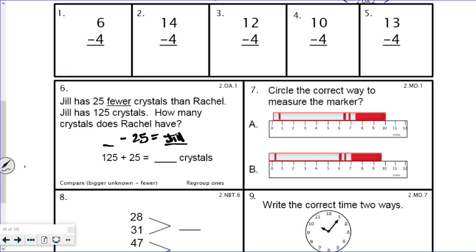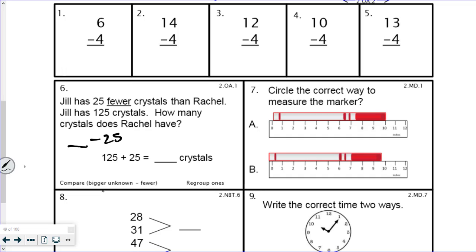So Jill has 25 fewer than Rachel, or sorry, if we take 25 from whatever Rachel has, hold on, I'm confusing myself. Let me start all over again, sorry. Jill has 25 fewer crystals than Rachel. Okay, so whatever Rachel has, Jill has 25 fewer than what Rachel has.